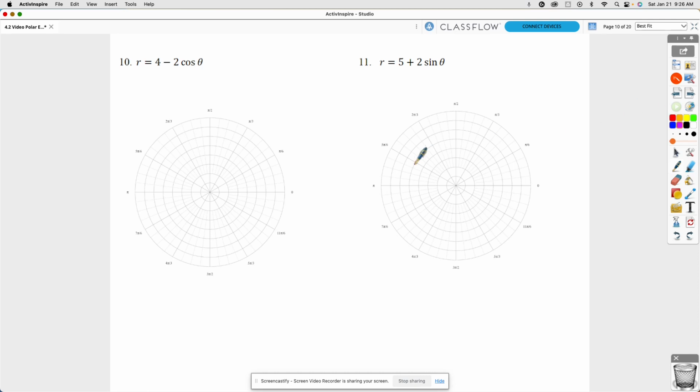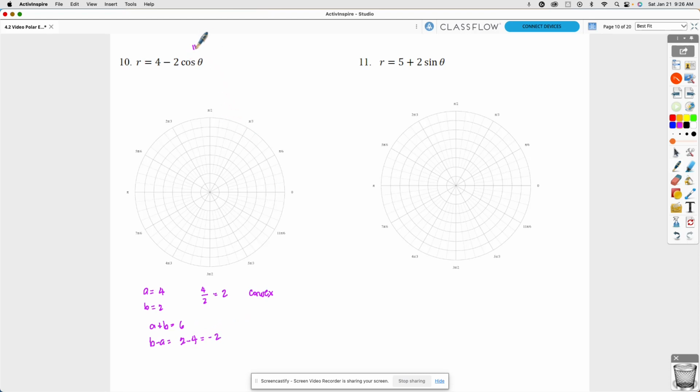All right, we have got two more examples here. So number 10, we have r equals 4 minus 2 cosine theta. So we have A is equal to 4, B is equal to 2, A over B is 4 over 2, which is exactly equal to 2. So this one is a convex limaçon. All right, so again, A plus B is equal to 4 plus 2, which is 6. And B minus A is equal to 2 minus 4, which is -2.